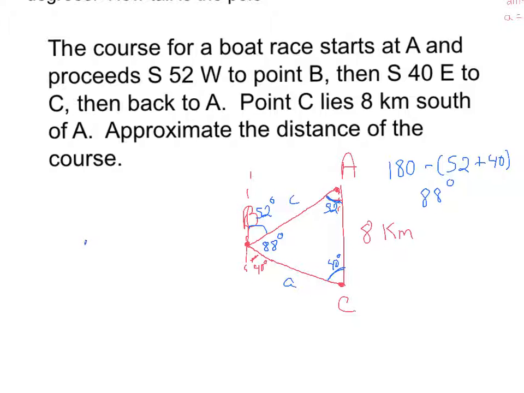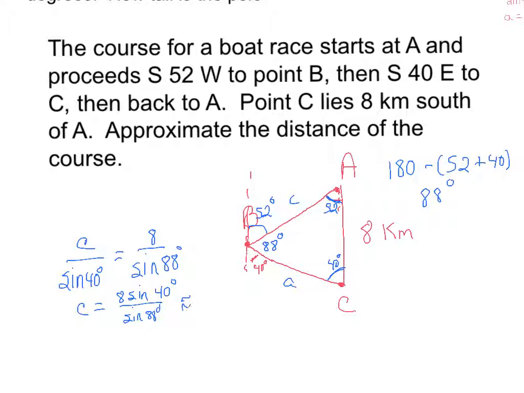So if we're going to find C, we have C over the sine of 40 is equal to B, which is 8, over the sine of 88. Simply by using our calculator, C equals 8 times the sine of 40 degrees divided by the sine of 88 degrees. And that is approximately 5.15 kilometers. So that's one leg of the course.